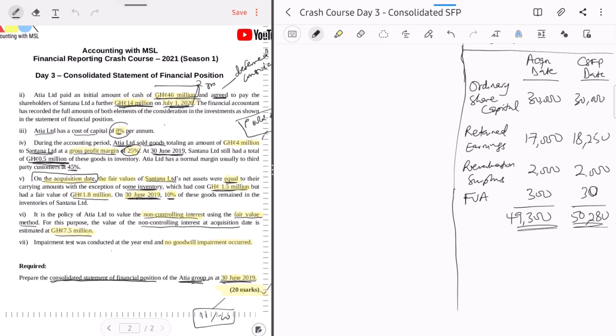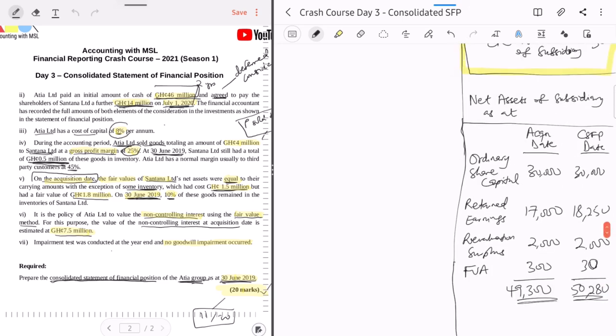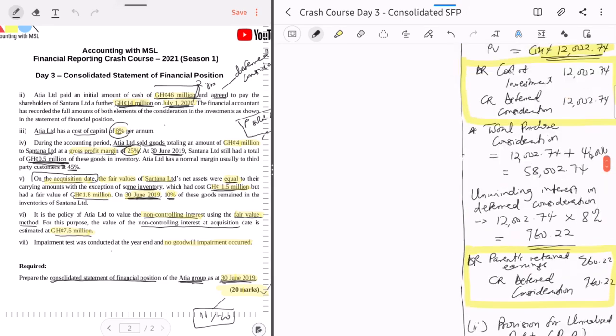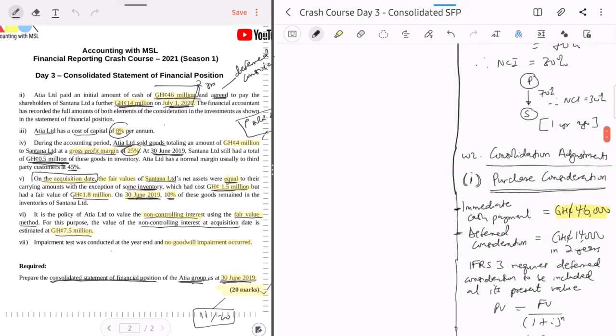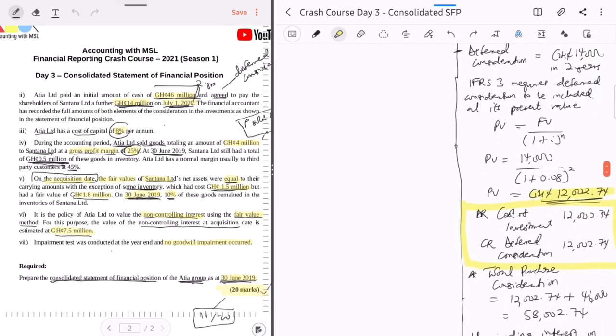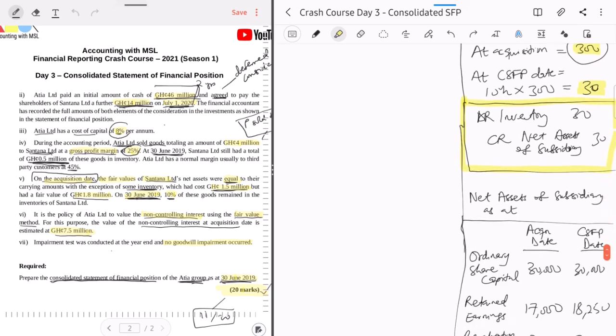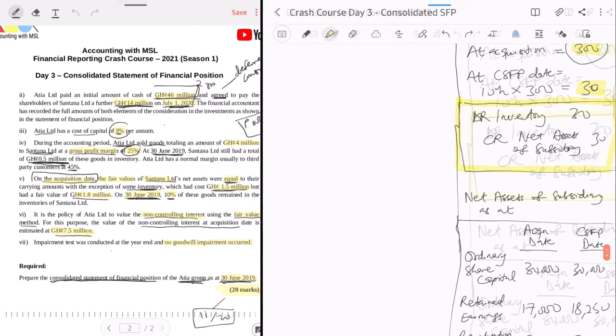We can comfortably close this chapter off. Remember, I told you working one is group structure. Working 2 is called what? Consolidation adjustments. Under that, you do all your adjustments, including net assets. Let's keep going. Let's go to working 3. Working 3 is where you work for goodwill, you work for NCI, and you work for what? Consolidated retained earnings, right?